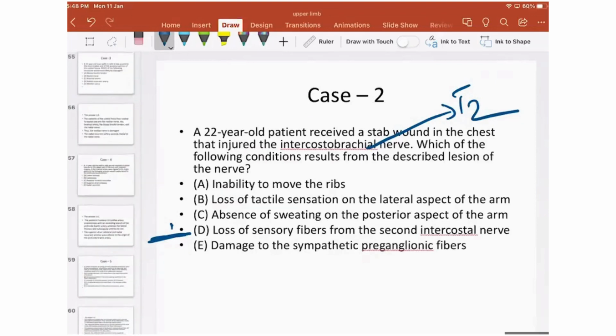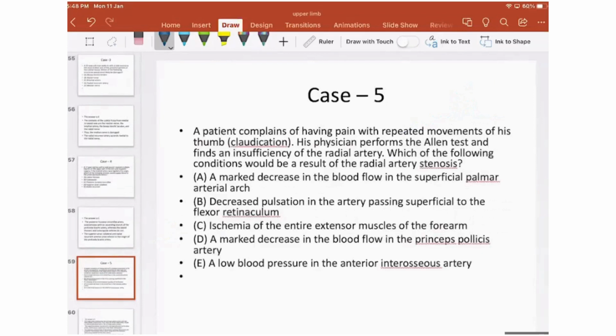Last case, one more case. Do you have case questions for the exam? Yes. Okay. You have to be strong enough in gross anatomy. You can correlate which region it is, and you can come to the diagnosis very easily.